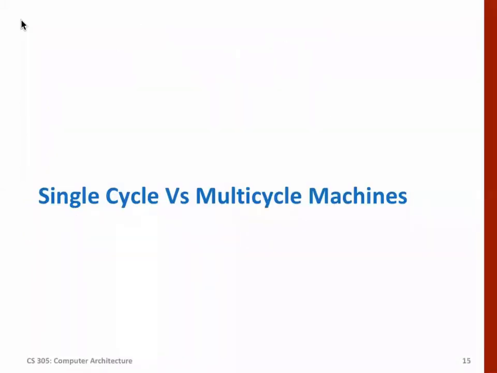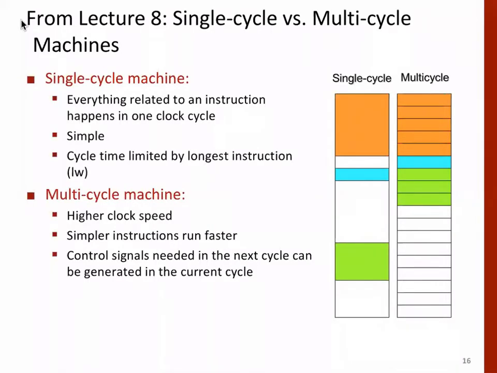All right. So let's move into single cycle and multi-cycle machine. Okay. So remember lecture 8, we have looked at this single cycle versus multi-cycle machine. Now, in a single cycle machine, everything related to an instruction happens in one cycle time. It means that whether it's an add instruction or add immediate or load word or store word or any other instruction, this has to happen in one cycle.